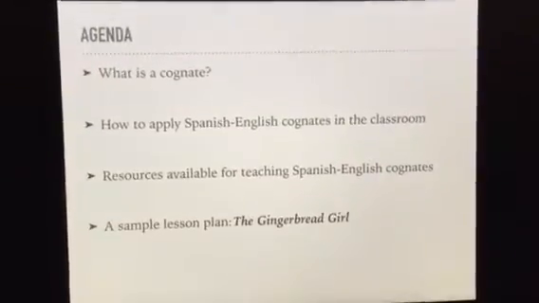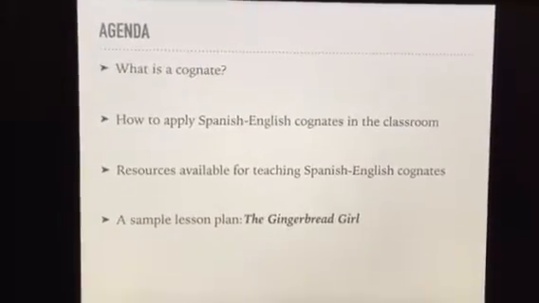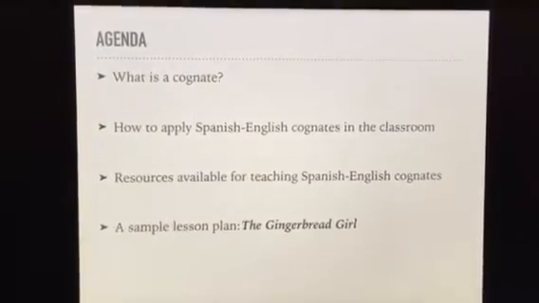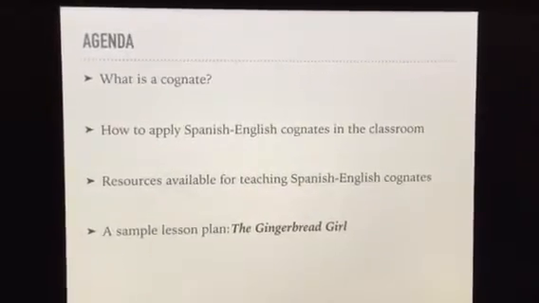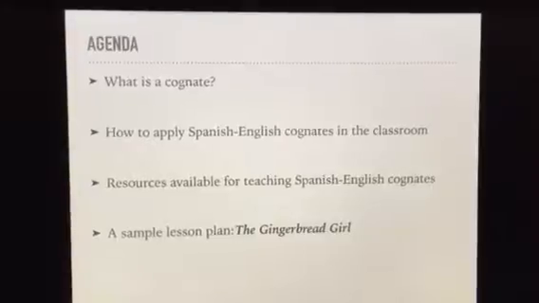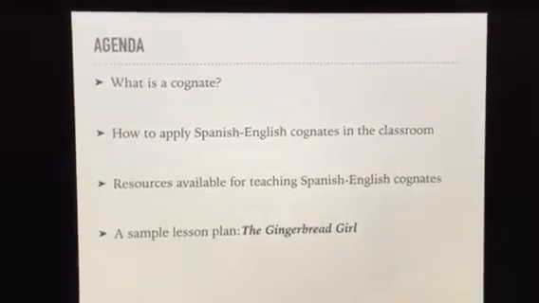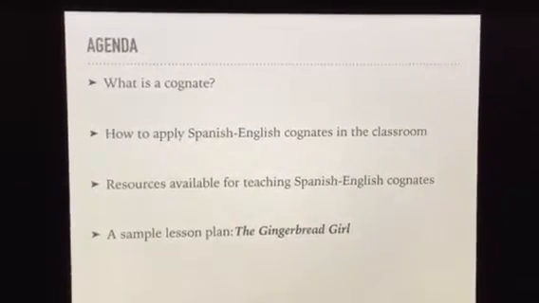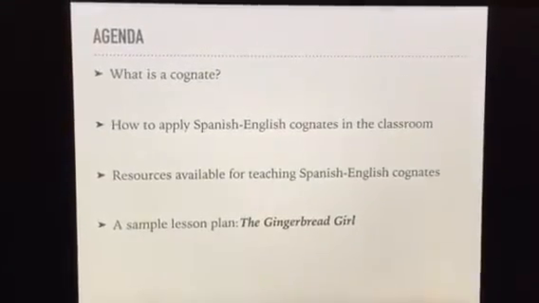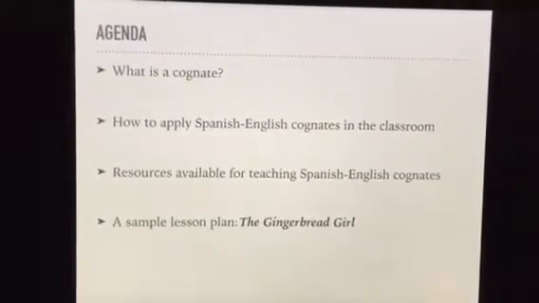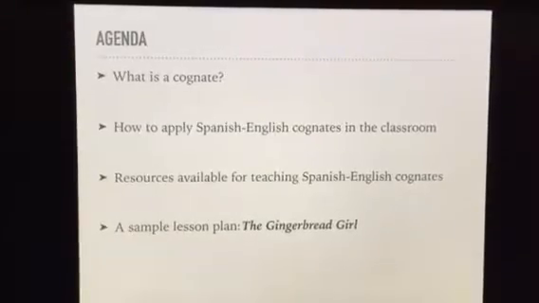We're going to look over four different things. First, what is a cognate? Second, how to apply Spanish English cognates in the classroom. Third, resources available for teaching Spanish English cognates. And then finally, we'll look at a sample lesson plan involving the use of Spanish English cognates.